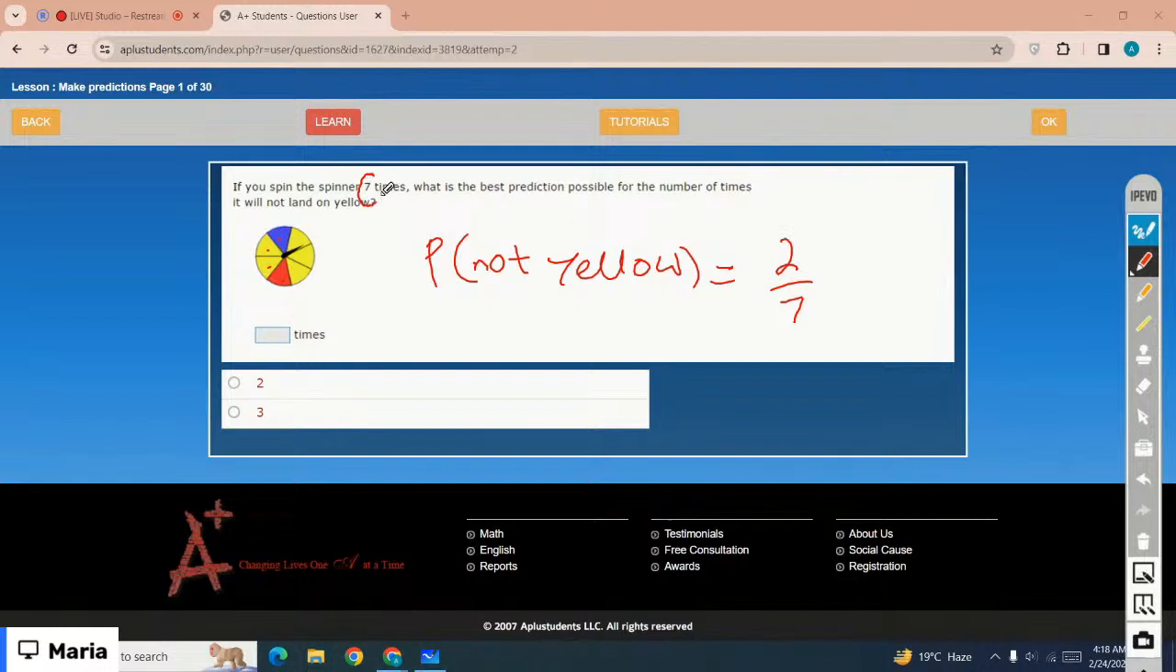And you spin the spinner 7 times, so you multiply by 7. 7 and 7 cancel out, you are left with 2. That means the best prediction is 2 times it will not land on yellow. The correct option is 2. Got it?